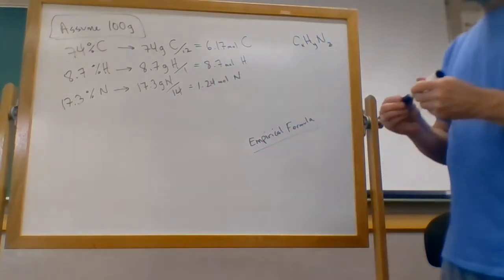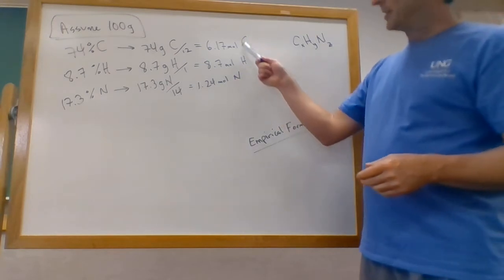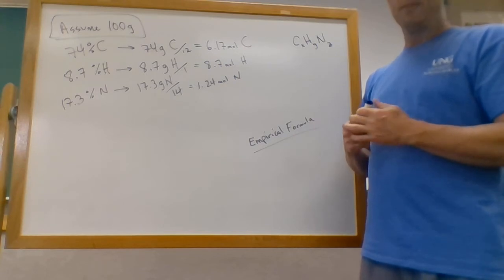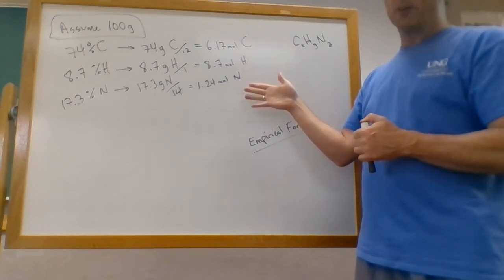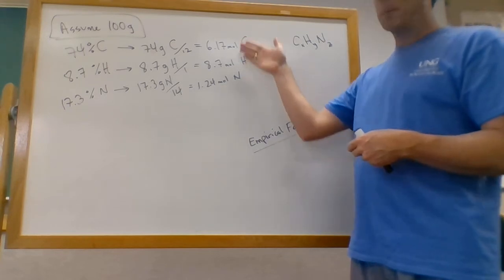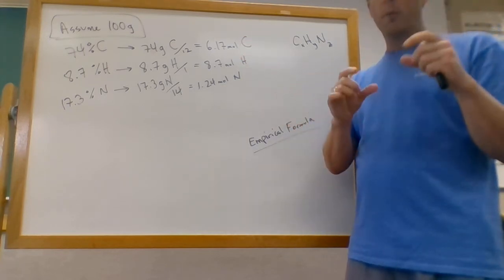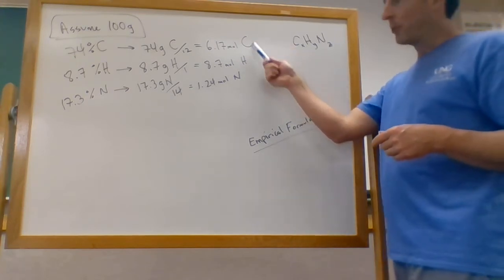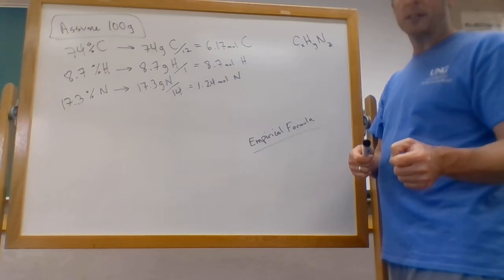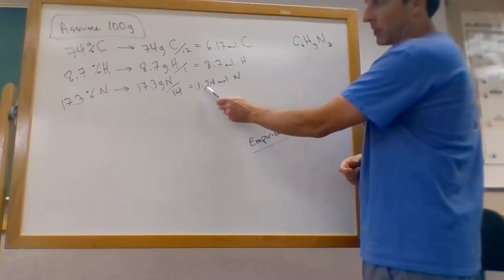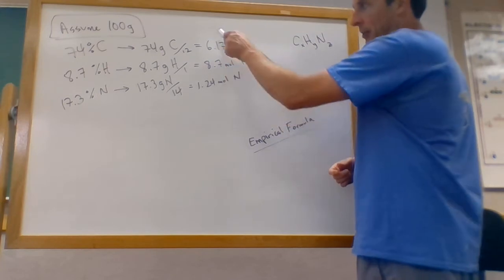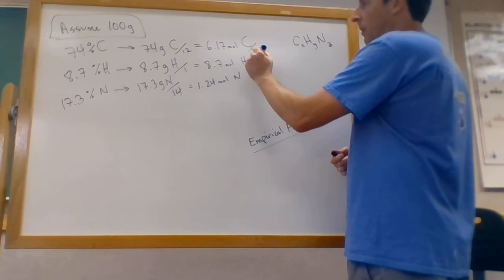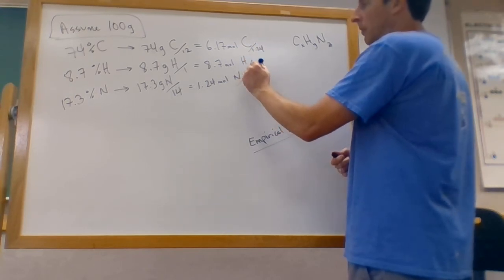Okay, so at this point, if I can look at these numbers and tell what the ratio is, then I could just write my formula down. If the numbers are kind of messy like these are, I have one more step that'll clean up this ratio so that I'll have a whole number ratio that I can use. What I'm going to do is take these numbers and divide all three of them by whichever one's the smallest. Of these three, the smallest one is 1.24. So I'm going to divide this by 1.24, this by 1.24, and this by 1.24.